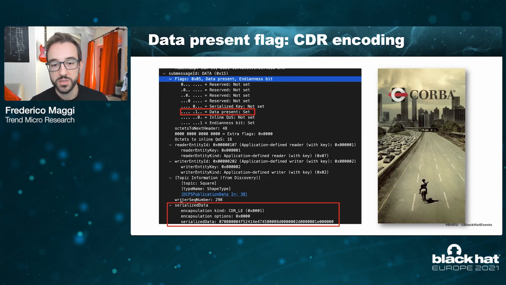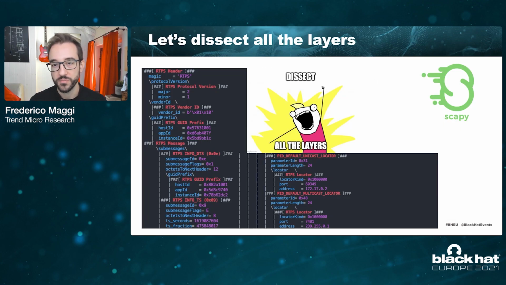And the actual serialized data is encoded into the same format that is used in CORBA. So this is the second time that we say CORBA in this presentation. We are definitely nostalgics. The common data representation can be in little endian or big endian, depending on the implementation choices. So looking at all of this, it seems natural to implement a dissector.